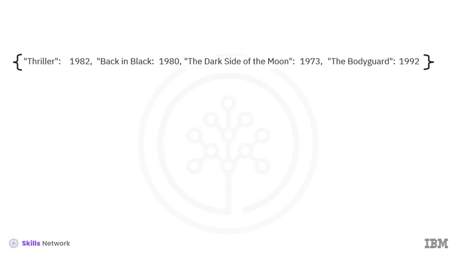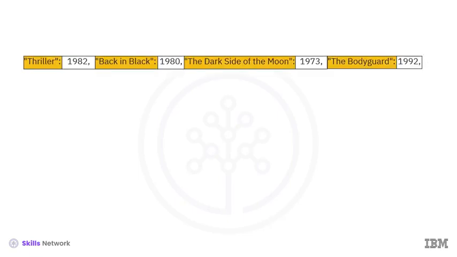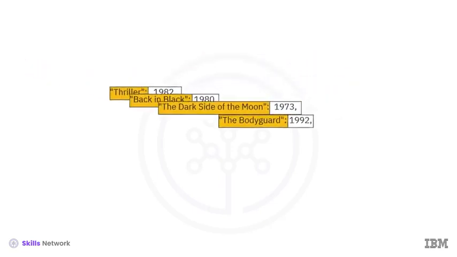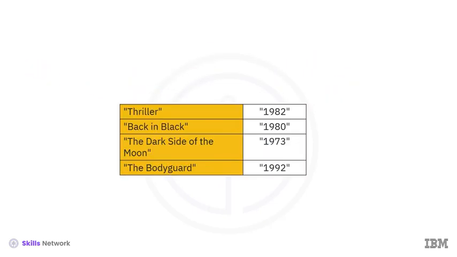Consider the following example of a dictionary. The album title is the key, and the value is the release date. We can use yellow to highlight the keys and leave the values in white. It is helpful to use a table to visualize a dictionary, where the first column represents the keys, and the second column represents the values.